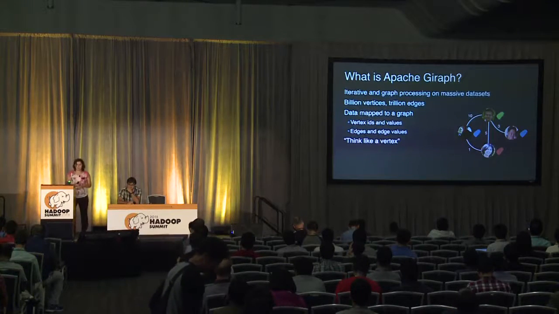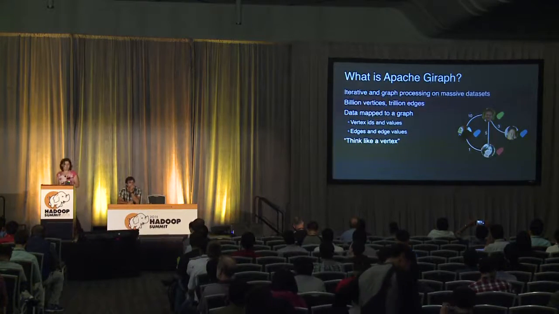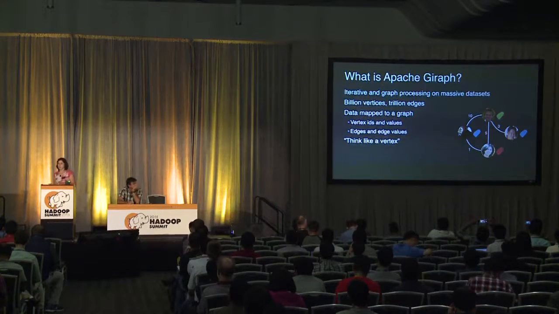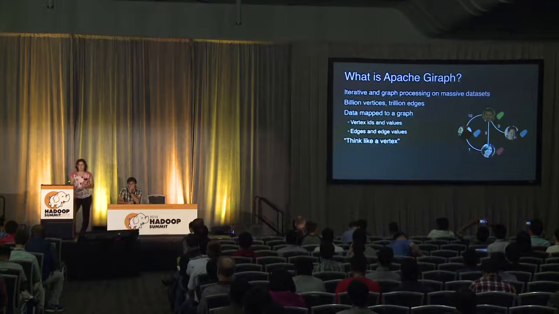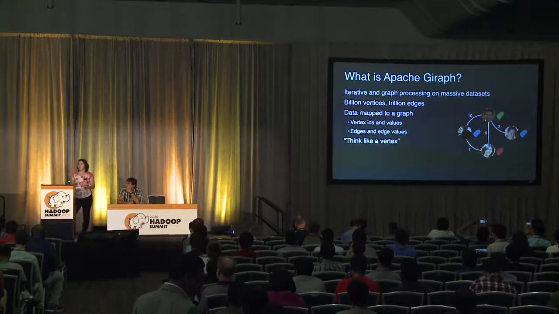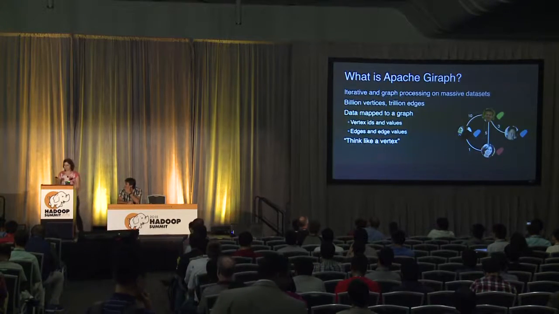When writing Giraph applications, we think like a vertex, meaning that at any point of the algorithm, we write what a vertex should do. How should it modify its value, edges, which messages it wants to send to other vertices in a graph, and how to consume messages it received from others.